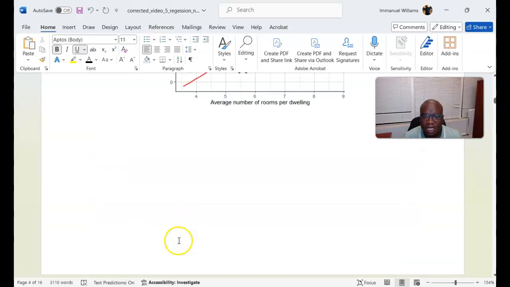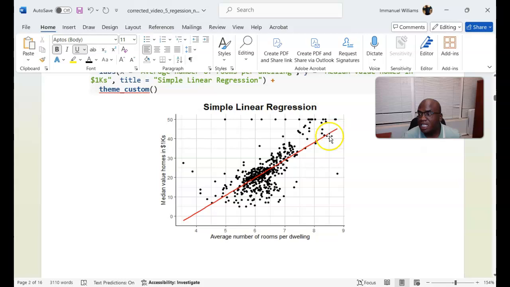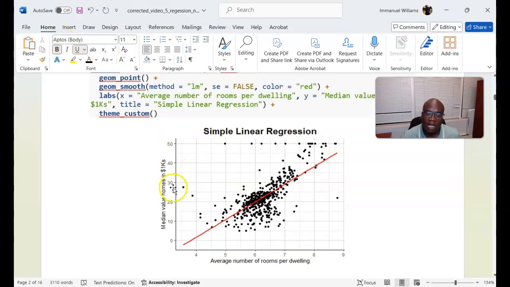There's something else I want to mention. This line has 2 purposes. The first purpose is to make predictions. If a random cluster of homes were to come with 7 as the average number of rooms in the dwelling, we can predict the median value of the home. We can also use this line to explain why each of these median values is deviating from the average median value. We explain why it's deviating with this red line.